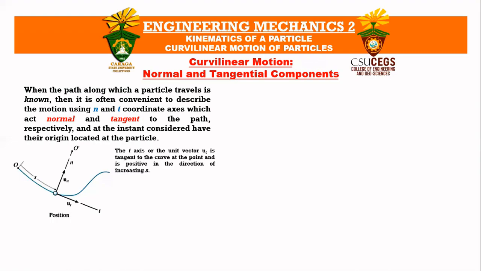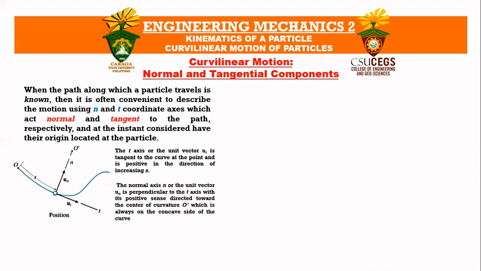So the t-axis or the unit vector ut is tangent to the curve at the point and is positive in the direction of increasing s, while the normal axis n or the unit vector un is perpendicular to the t-axis with its positive sense directed toward the center of curvature O prime, which is always on the concave side of the curve. So generally, normal and tangent are perpendicular to each other. So it forms 90 degrees.